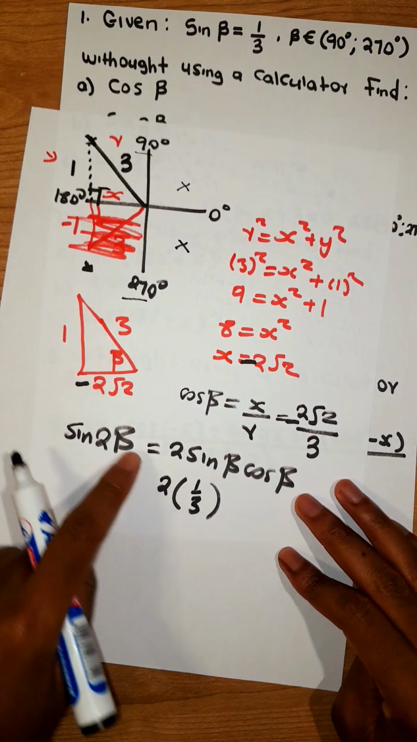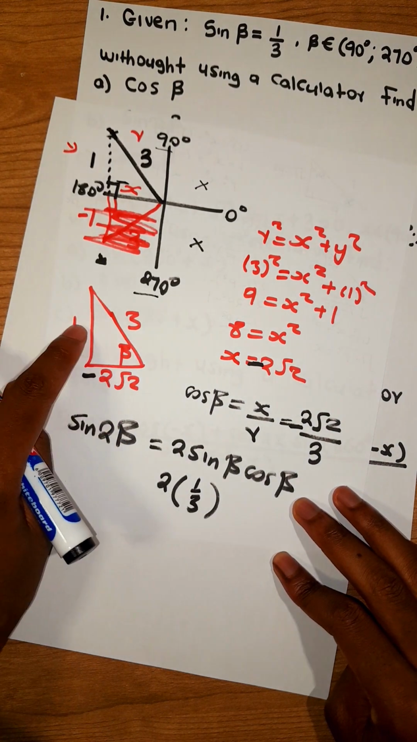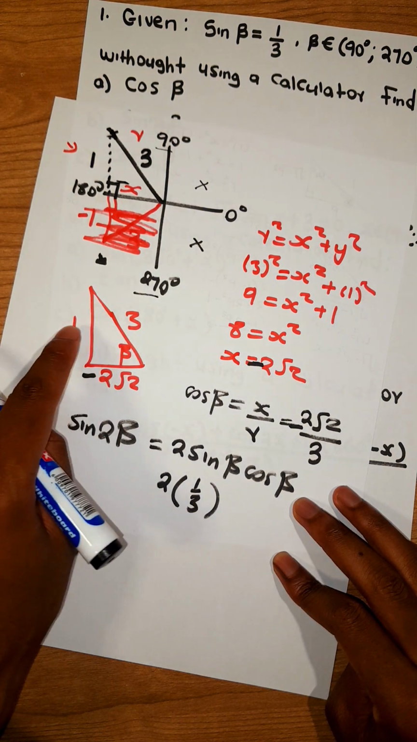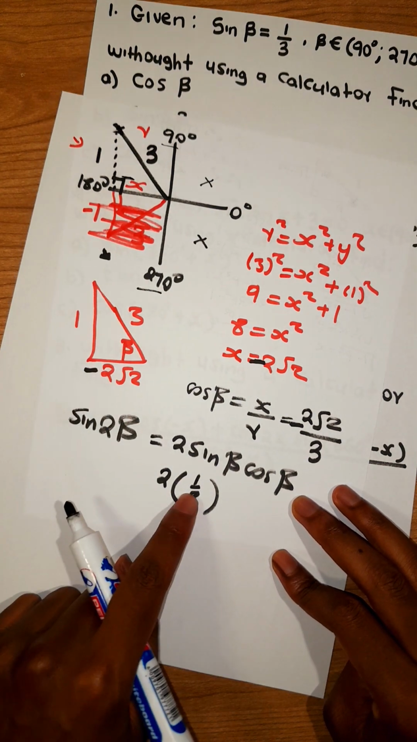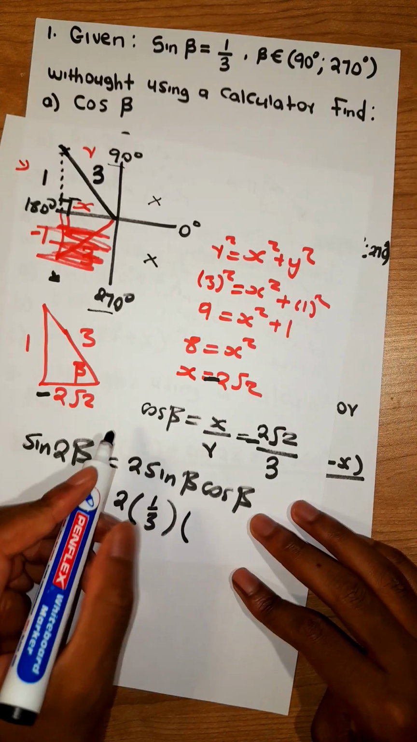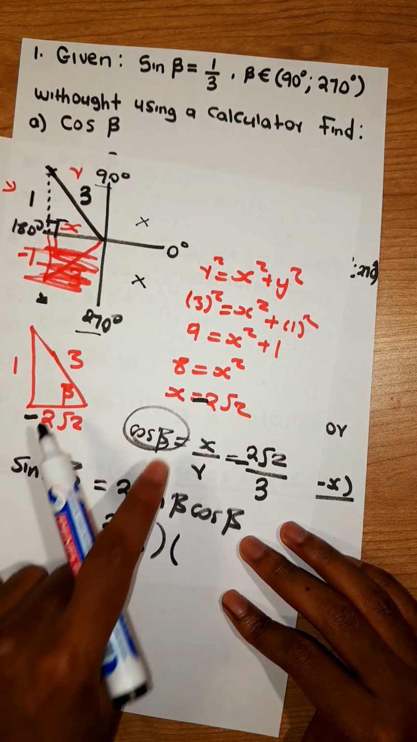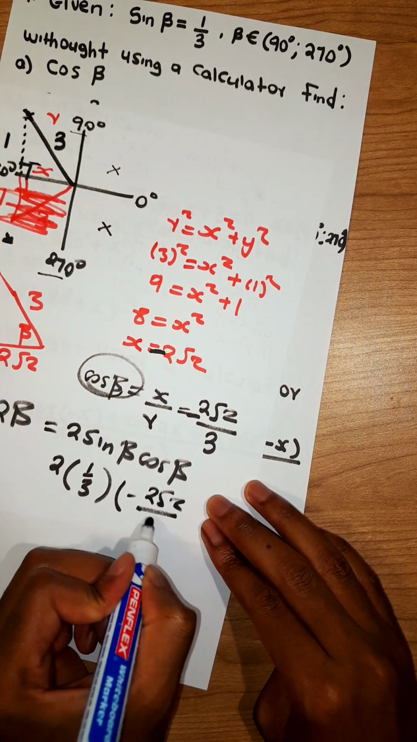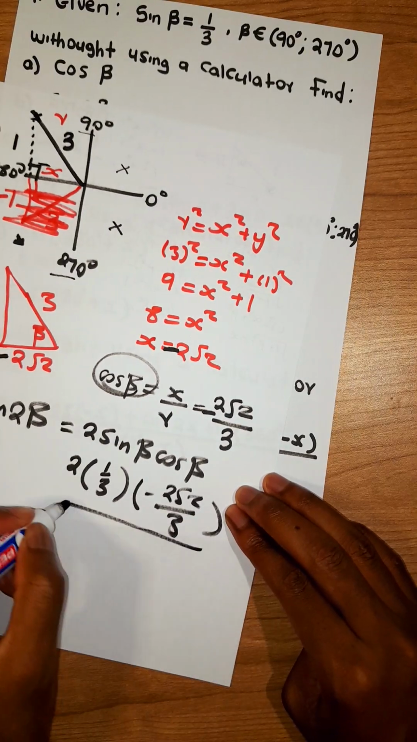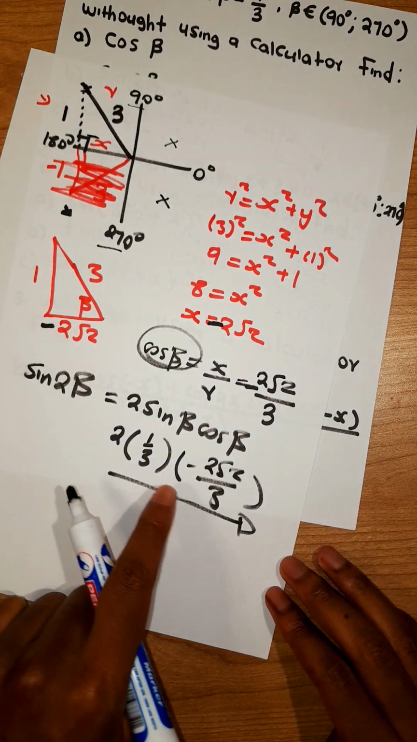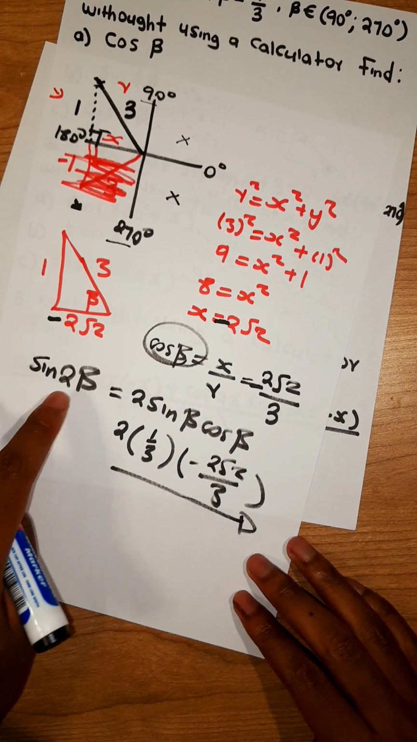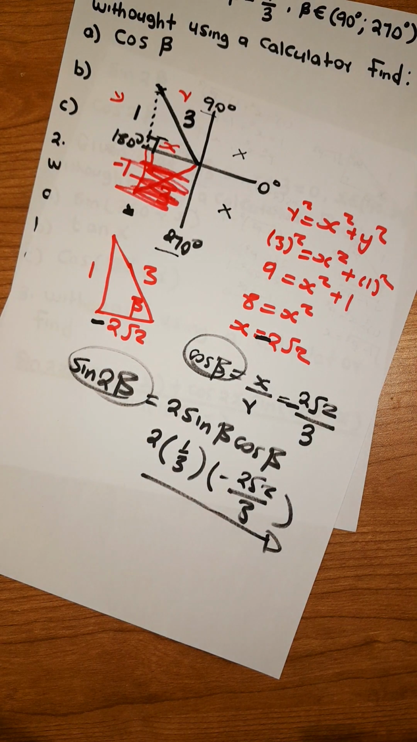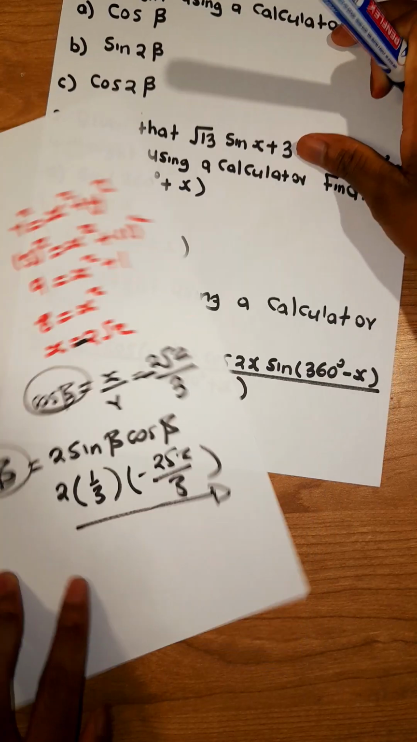Even if you were to use the diagram, the sine will be opposite divided by the hypotenuse, so it is 1 divided by 3. And this is what we have. The cos of beta, we have just found it to be minus 2 root 2 divided by 3. So it actually becomes your answer. This is your cos of beta. So this becomes your sine 2 beta. This is your solution.